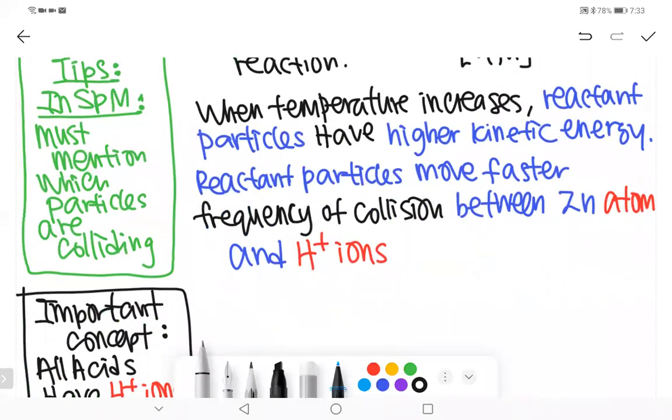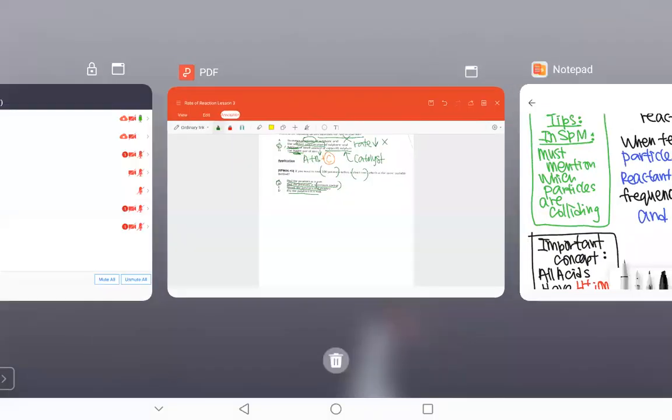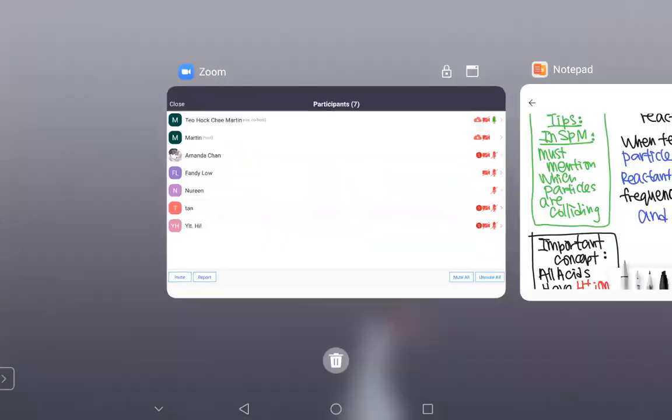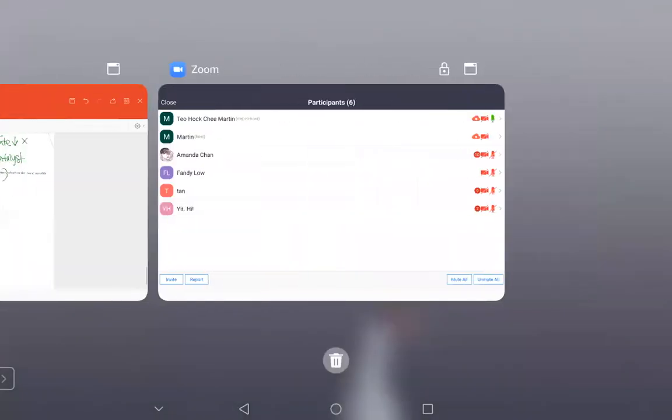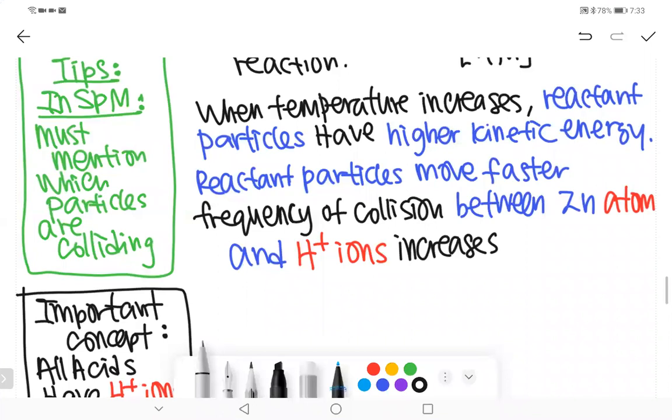So: frequency of collision between zinc atom and hydrogen ion increases. You need to specify who is colliding, zinc and H plus ion. Make sure you mention that. You must clearly mention who is colliding. Guys, so far so good. Anyone got stuck or don't understand why I put zinc atom and why I put H plus ion? Anyone don't understand?